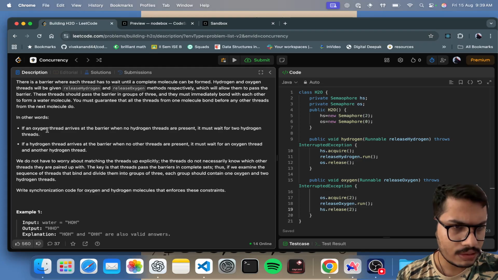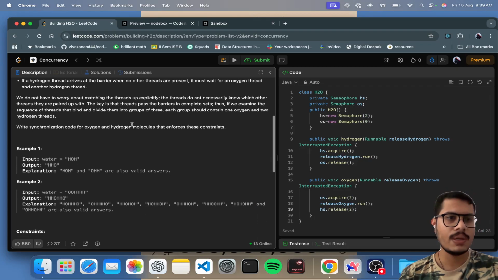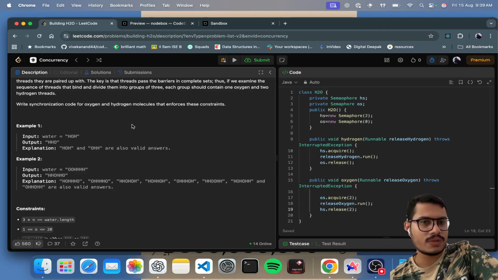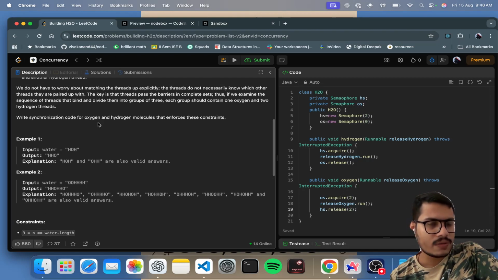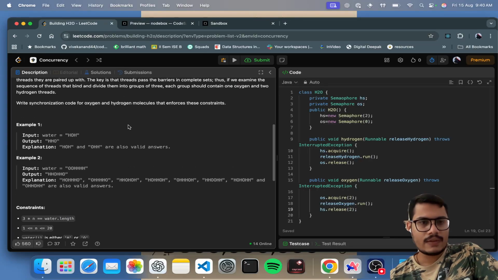If an oxygen thread arrives at the barrier when no hydrogen threads are present, it must wait for two hydrogen threads. And if a hydrogen thread arrives at the barrier when no other threads are present, it must wait for an oxygen thread. It's a simple edge case that at the same time, I cannot have two oxygen threads or three hydrogen threads. I need to just have two hydrogen and one oxygen. That's what they are saying, and we need to write synchronization code for oxygen and hydrogen that enforces this constraint. So it's a very simple problem.